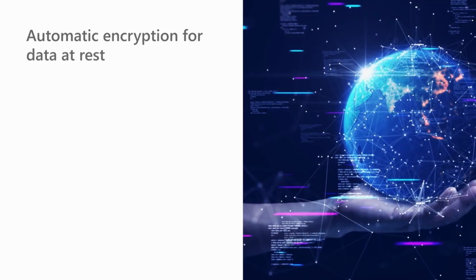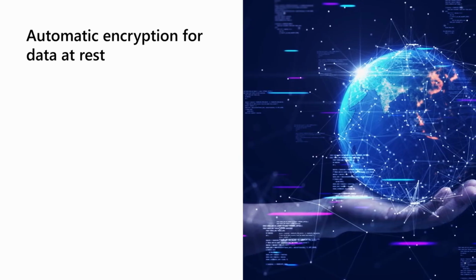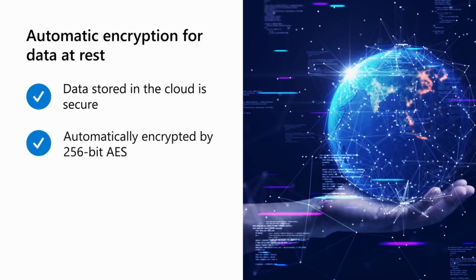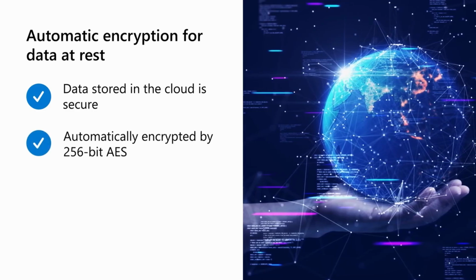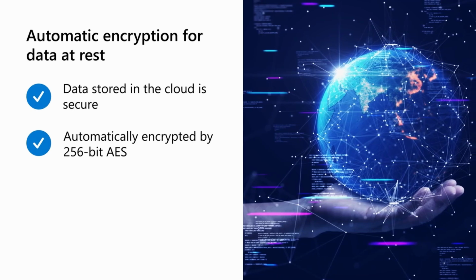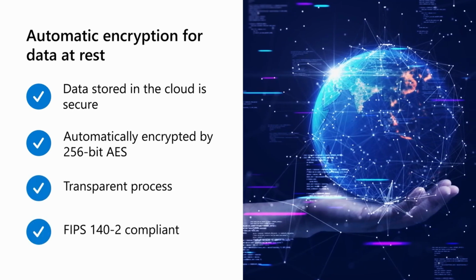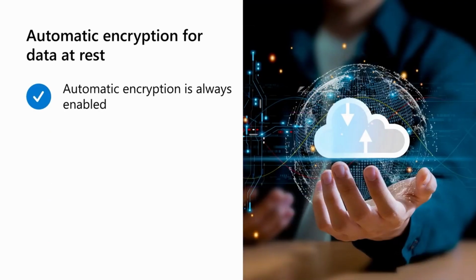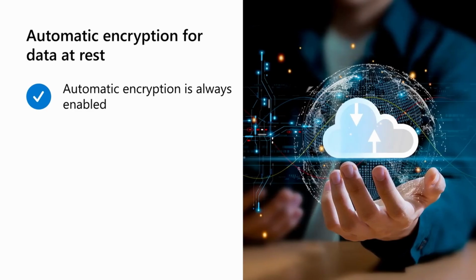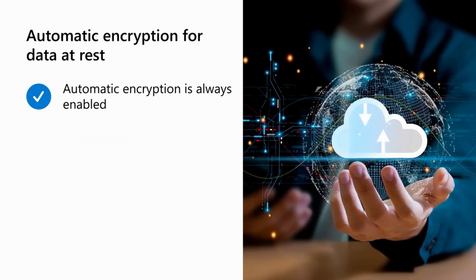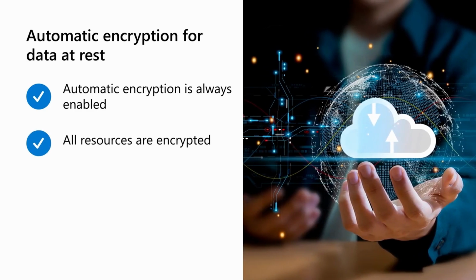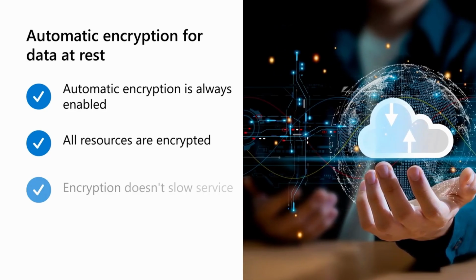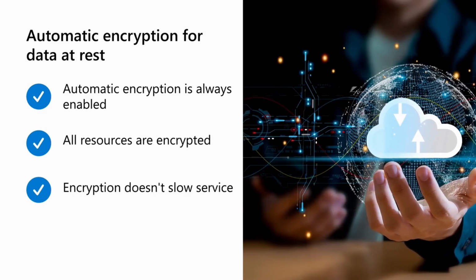Azure Storage Service Encryption provides automatic encryption for data at rest. It ensures your data is secure when stored in the cloud, and it's automatically encrypted using 256-bit AES encryption, a powerful block cipher. The process is transparent and FIPS 140-2 compliant, similar to BitLocker encryption on Windows. Automatic encryption is always enabled, so there's no need to change code or applications to use Azure Storage encryption. All your Azure Storage resources, including blobs, disks, files, queues, tables, and metadata, are encrypted. Don't worry, encryption won't slow down Azure Storage, and there are no additional charges.